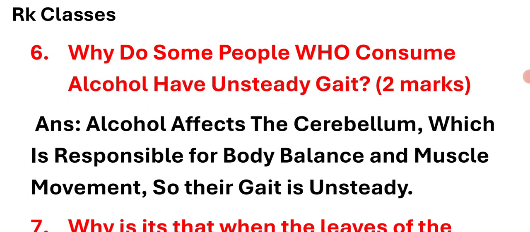Question number 6. Why do some people who consume alcohol have an unsteady gait? 2 marks question. Right answer: alcohol affects the cerebellum, which is responsible for body balance and muscle movement. So their gait is unsteady.